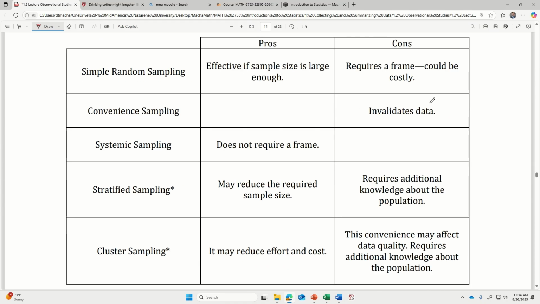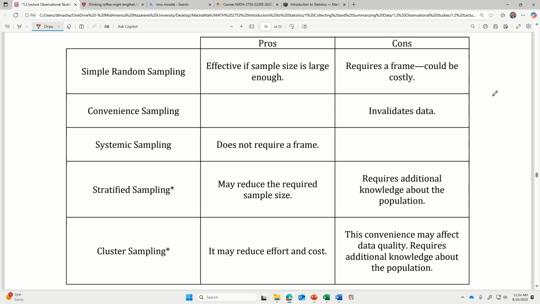So here's a little summary. Simple random sampling is really effective, especially if your sample size is large enough. The downside to simple random sampling is that it requires a frame. That means you have to know who all of the individuals are and assign them a number. And it could be costly. It could require a lot of time, money, and effort to produce that frame.